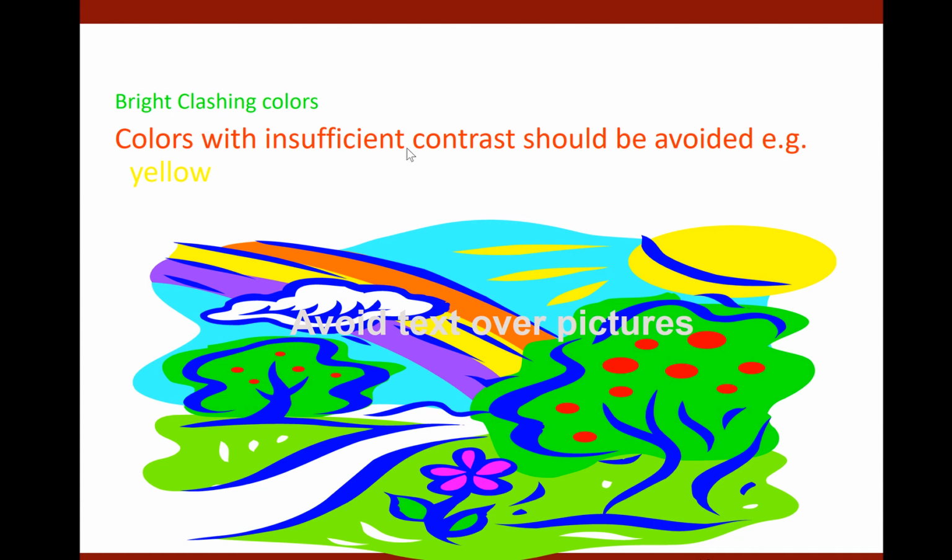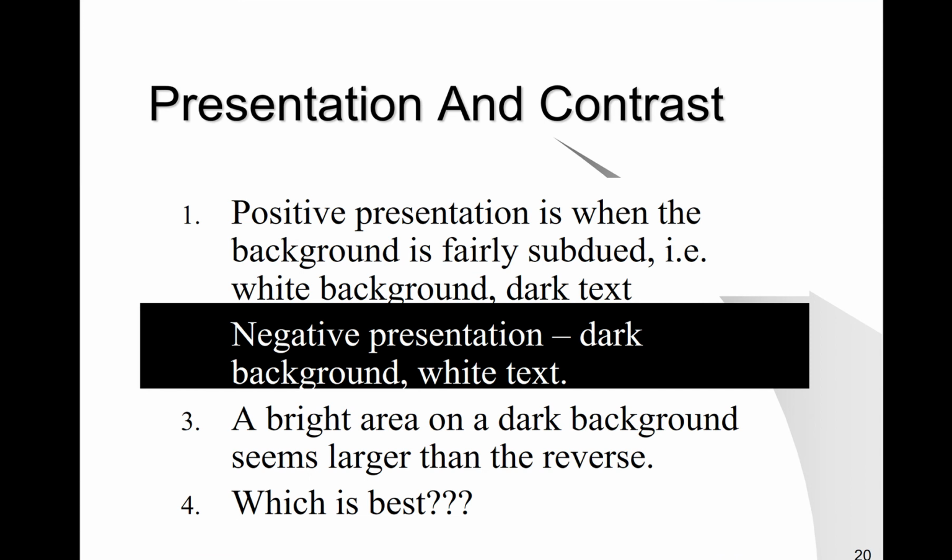So we will use more positive presentation rather than those overlapping colors. So the positive presentation, what we mean by that is, for example, when we have a white background and black text. In this case, it is called positive presentation. If we are using black background and white text, in this case it is called negative presentation.